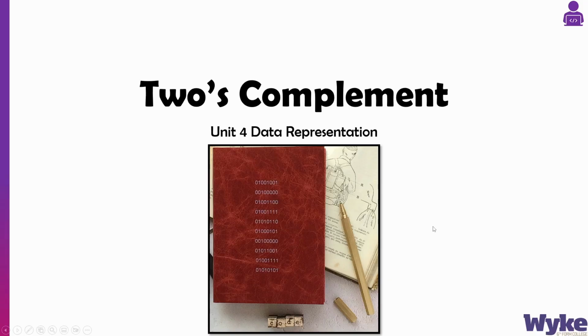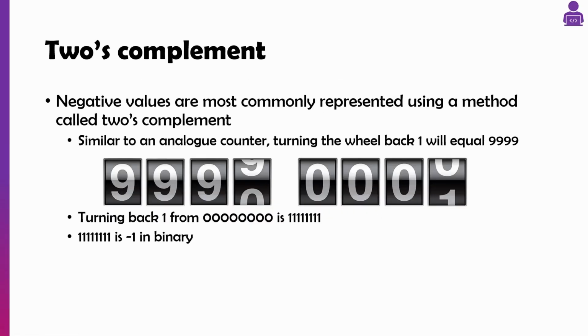In this video we're going to take a look at 2's complement. Now we've already looked at sign and magnitude, which is a method of representing negative numbers. The alternative method, and arguably the better method, is 2's complement. Similar to an analog counter, like you see on cars for the mileage, if you turn 000 back one, it will equal 999 at the top of the counter.